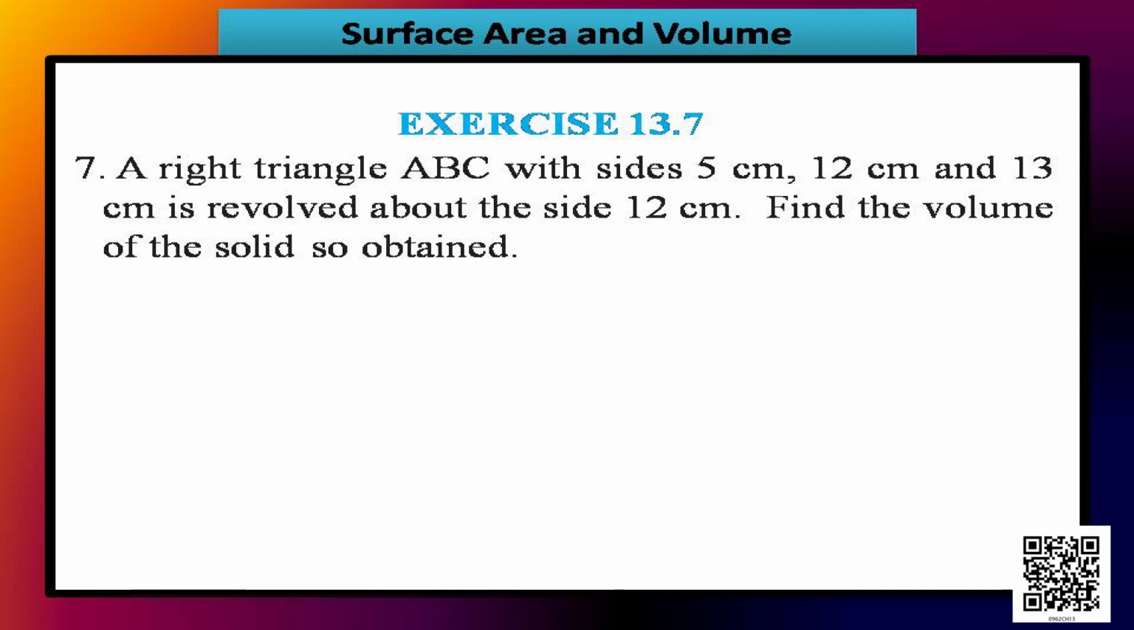It says, a right triangle ABC with sides 5 cm, 12 cm and 13 cm is revolved about the side 12 cm. Find the volume of the solid so obtained. Okay. So, let us solve the question.